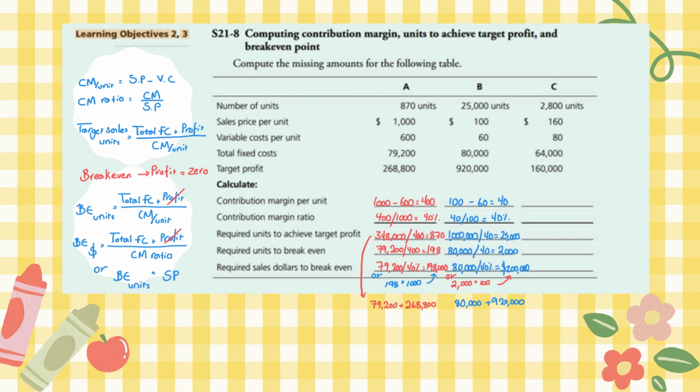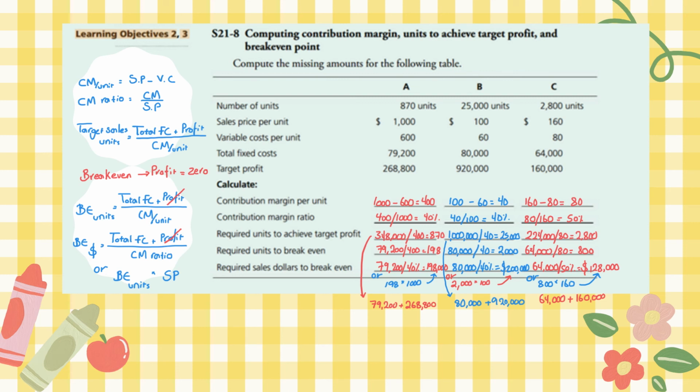Now pause the video and do the calculations for C. Now contribution margin per unit, selling price less variable cost is gonna be 80. Contribution margin ratio is gonna be 80 divided by the selling price, which is 160. You're gonna get 50%. Required units to achieve target profit. So how many units do I need to sell to achieve this profit? So I'm gonna add fixed cost to this profit. I'm gonna get 224,000. Then I'm gonna divide it by the contribution margin per unit. You're gonna get 2,800 units.